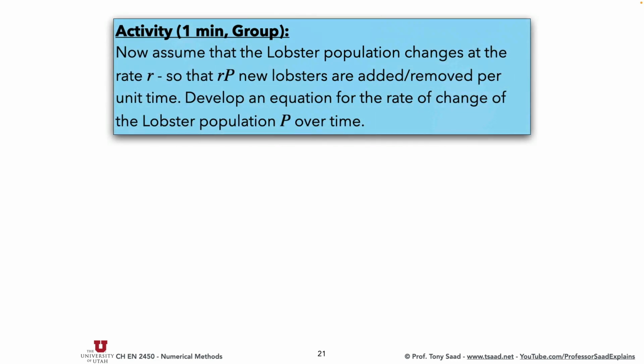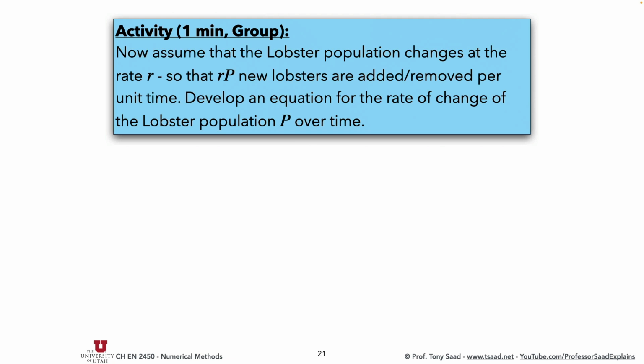Okay. Let's take it up a notch. Now assume that, again, we have dP by dt. We're always looking at dP by dt. And we're going to change something on the right. At the beginning it was 0, so the population is constant. Now assume that the lobster population changes at the rate r, so that r times P new lobsters are added or removed per unit time.